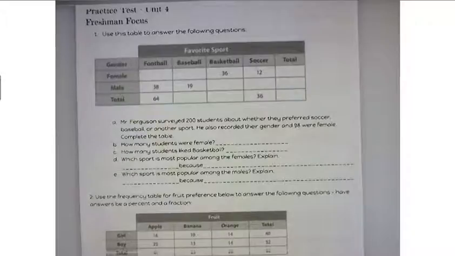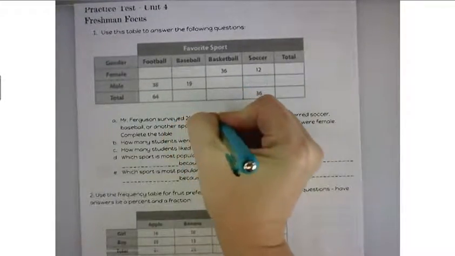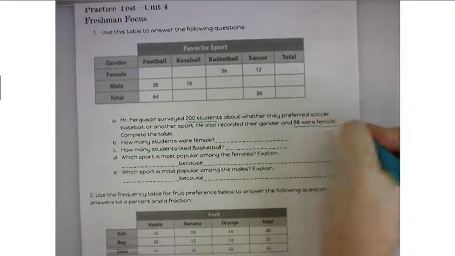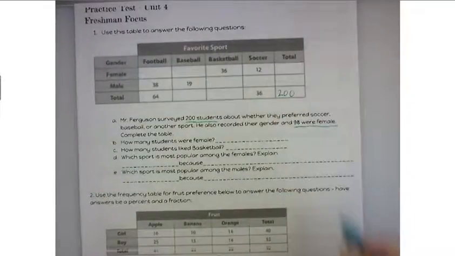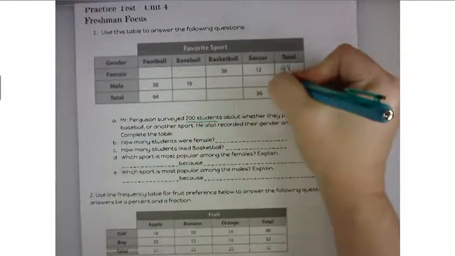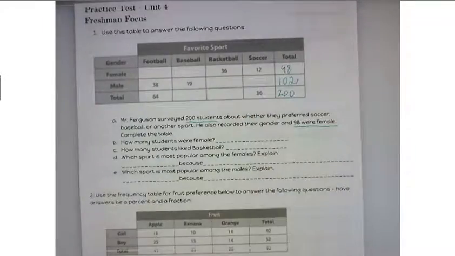So, number 1, it says use this table to answer the following questions. A. Mr. Ferguson surveyed 200 students about whether they preferred soccer, baseball, or another sport. So right away we know 200 students. He also recorded their gender and 98 were female. Complete the table. Well, I know total is 200, and 98 are female, so that means 102 are going to be male because 98 plus 102 is 200.